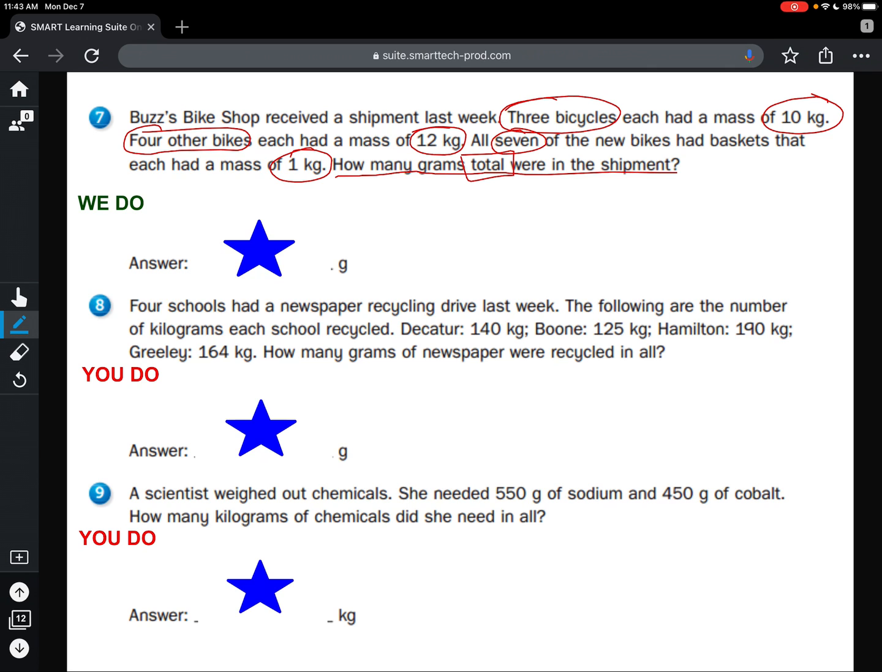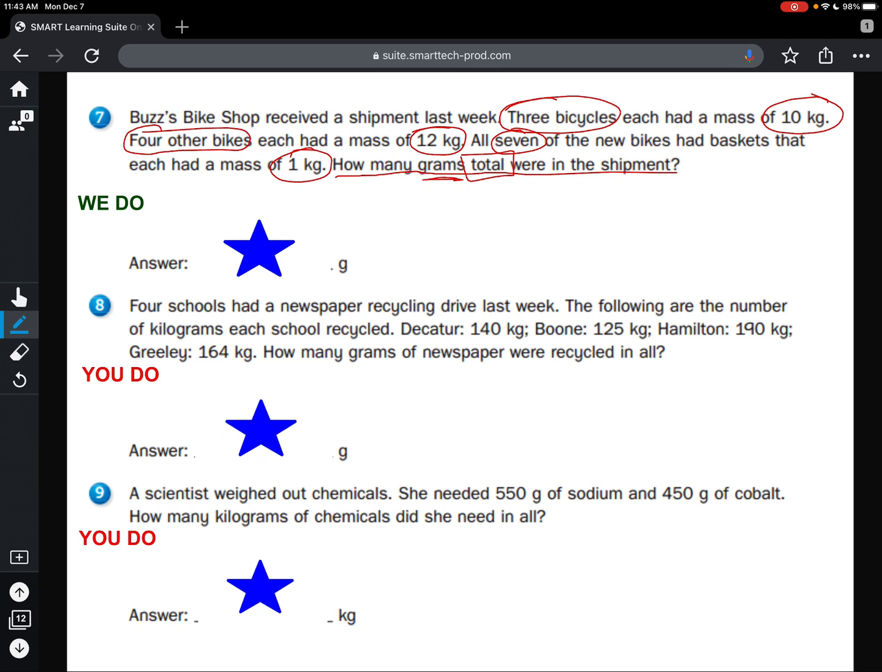The question says how many grams total were in the shipment. What does total tell us? We need to add all of the bikes' masses plus the basket masses. But then, does my unit match? Not yet. We're going to have to convert from kilograms to grams. So, let's do this together.